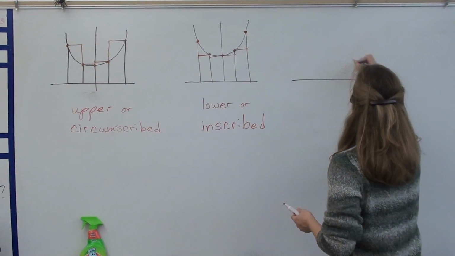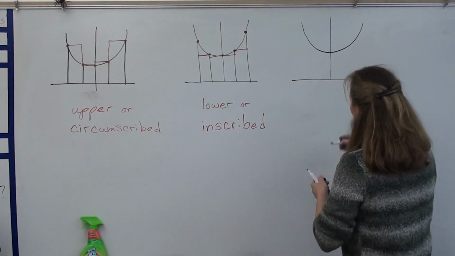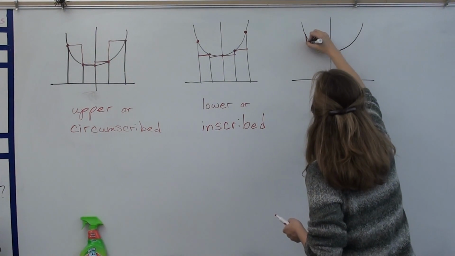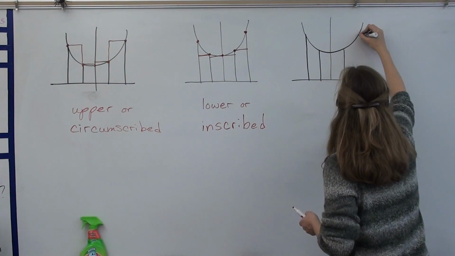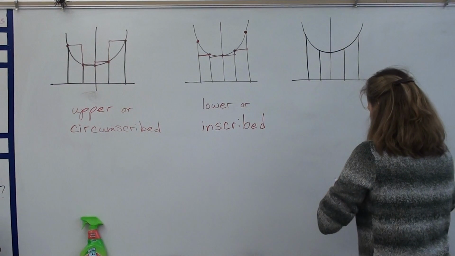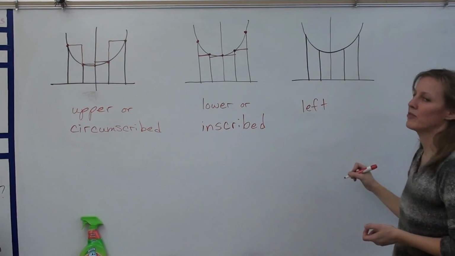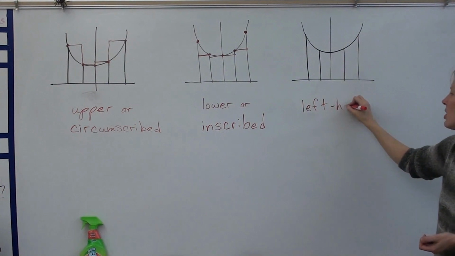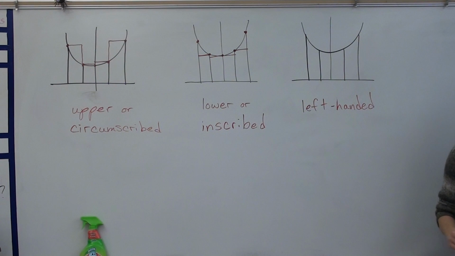The College Board does not use upper or lower rectangles very often. More often, they use these types. The first type that they use is called a left rectangle, or left-handed. I tend to call them left-handed rectangles.